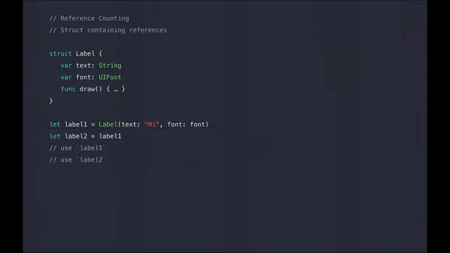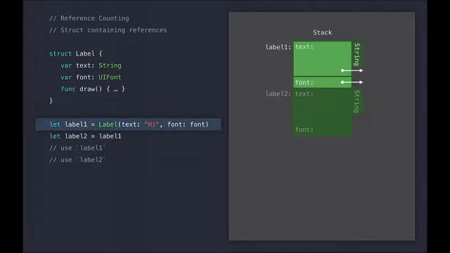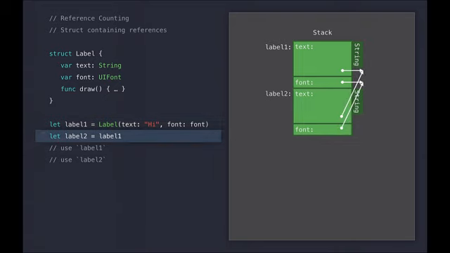Here we have a label struct which contains text, which is of type String, and font of type UIFont. String, as we heard earlier, actually stores the contents of its characters on the heap. So that needs to be reference counted. And font is a class, and so that also needs to be reference counted. If we look at our memory representation, label's got 2 references. And when we make a copy of it, we're actually adding 2 more references, another one to the text storage and another one to the font.